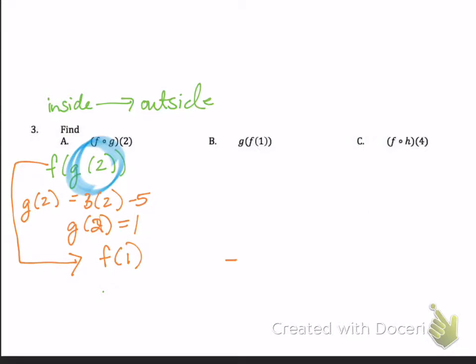So everyone see how I got f of 1? What I did is I replaced this g of 2. I've already defined what g of 2 is, it's 1. So I'm taking this and substituting it to be 1. Now I need to solve for f of 1. So f of 1 equals 5 times 1 plus 2. So f of 1 equals 5 plus 2, which is 7.